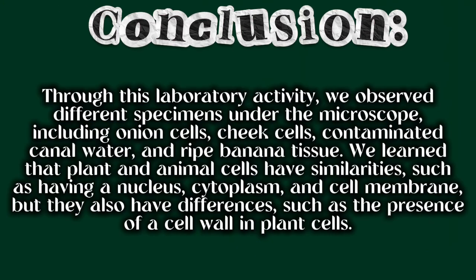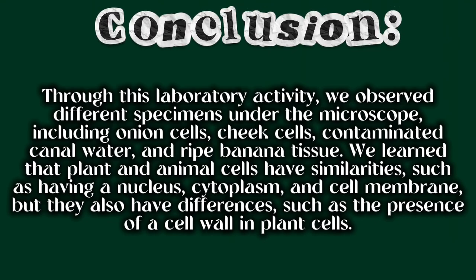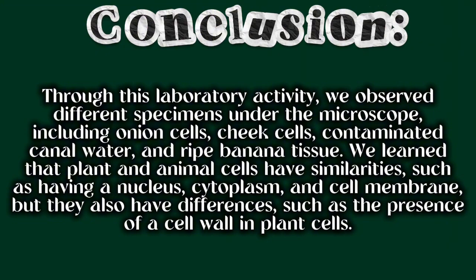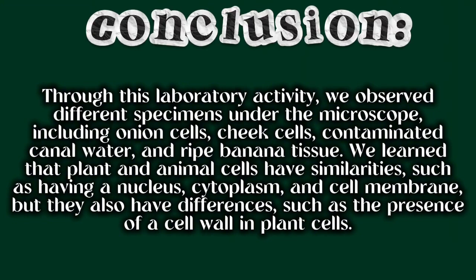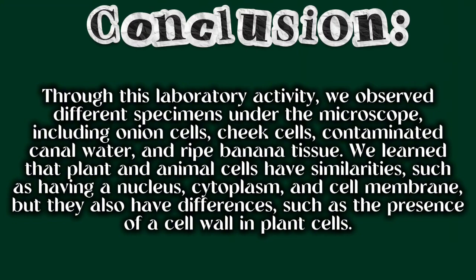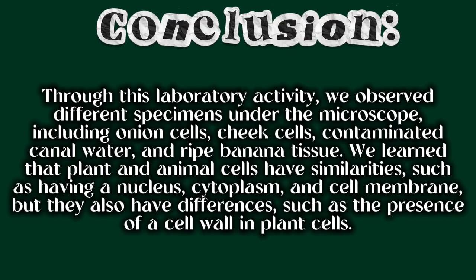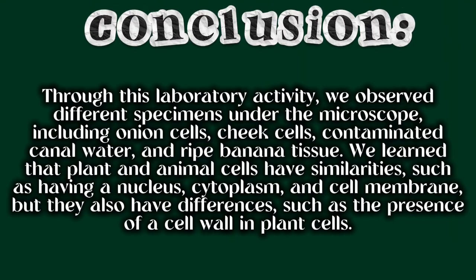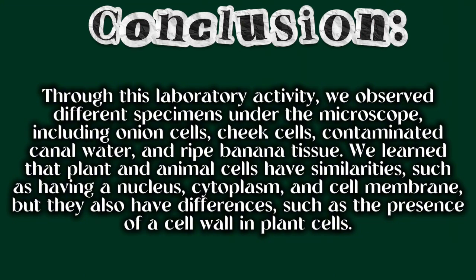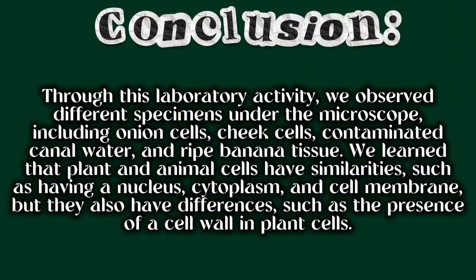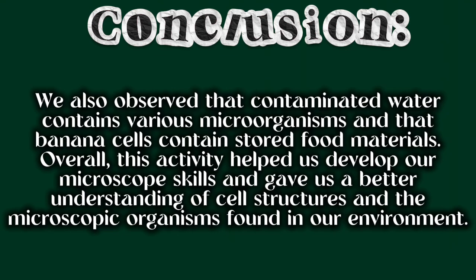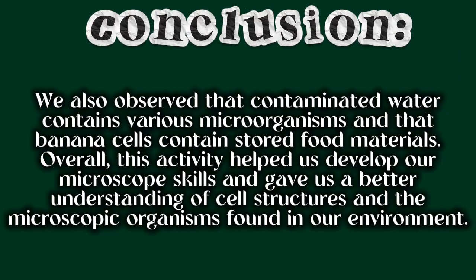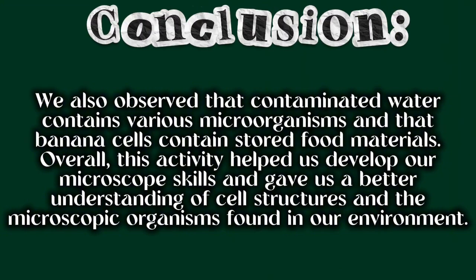Through this laboratory activity, we observed different specimens under the microscope, including onion cells, cheek cells, contaminated canal water, and ripe banana tissue. We learned that plant and animal cells have similarities, such as having a nucleus, cytoplasm, and cell membrane, but they also have differences, such as the presence of a cell wall in plant cells. We also observed that contaminated water contains various microorganisms and that banana cells contain stored food materials.